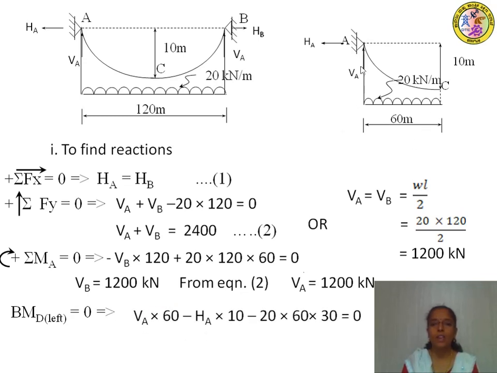So VA into 60 meter, since the maximum dip will be at the center, half of the span. Therefore VA into 60, minus HA into 10 meter, as this dip is 10 meter, and then this UDL 20 into 60 into half of 60, that is 30 meters. Substituting the values here: 120 into 60 minus HA into 10 is equal to 36 into 10 power 3.